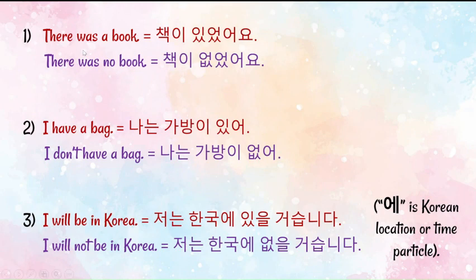First one is there was a book. Now in Korean, how you are going to say 책이 있었어요. Here we have conjugated the verb 있다 in the past tense in the informal honorific form of conjugation. Okay? Now if you have to say there was no book, यहाँ पे मैंने इस सेंटेंस को नेगेटिव फॉर्म में लिख दिया है. There was no book. So it will be 책이 없었어요.